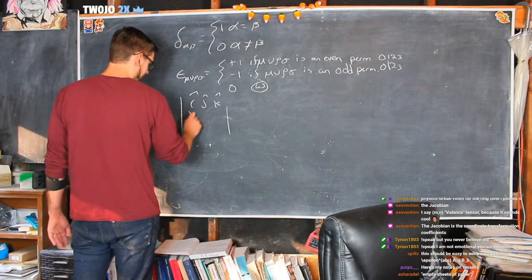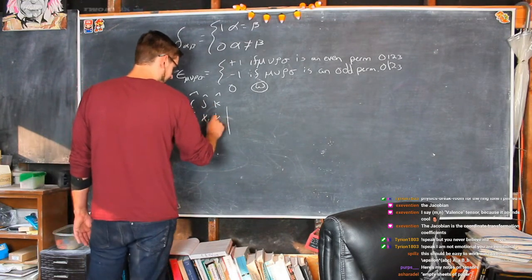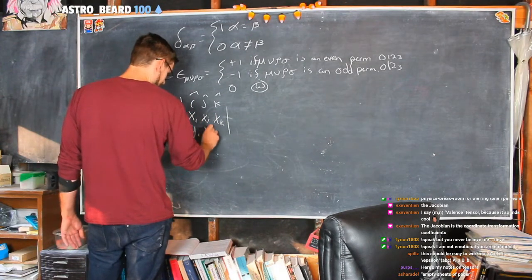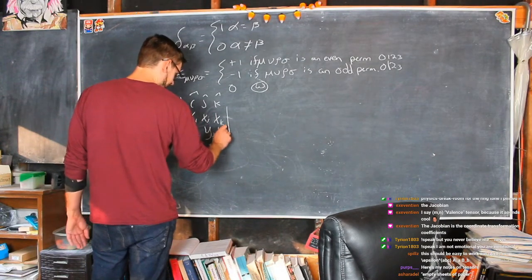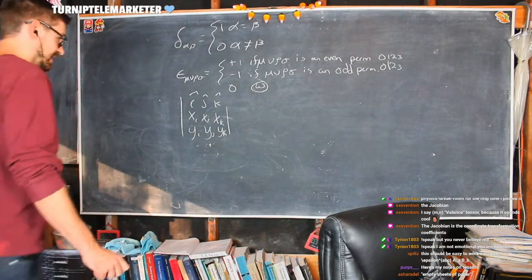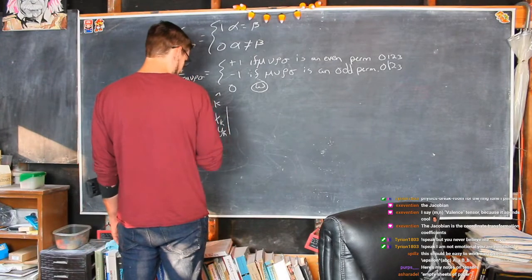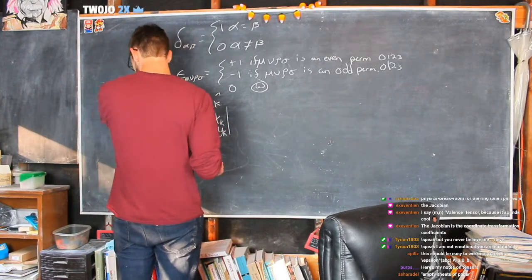So let's say xi, xj, xk, yi, yj, yk. And then can we do the cross product? So the cross product, when I do the determinant, so this is the determinant.